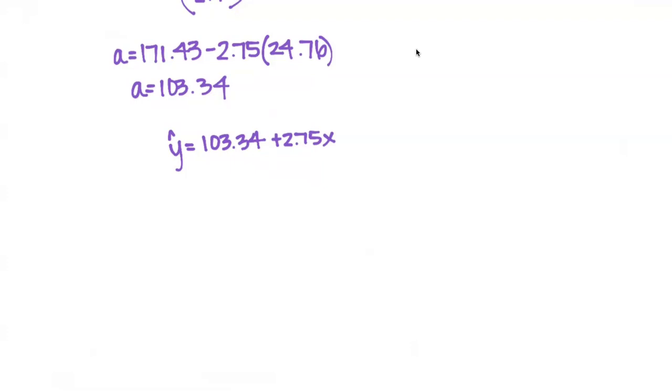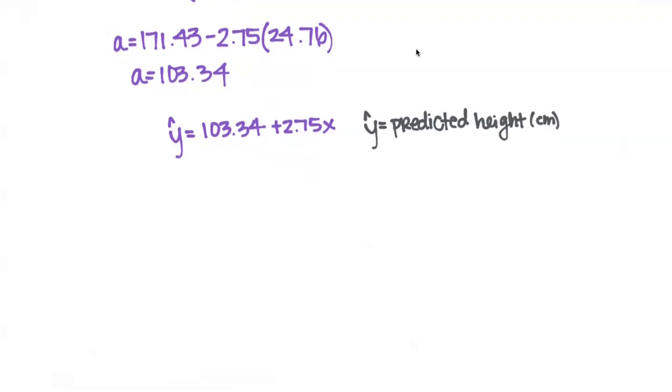The other thing that you want to make sure we always do, we've stressed this already in class, is to make sure that you define your variables. So Y hat is predicted height, and that's in centimeters. And then our X value is representing the foot length in centimeters.